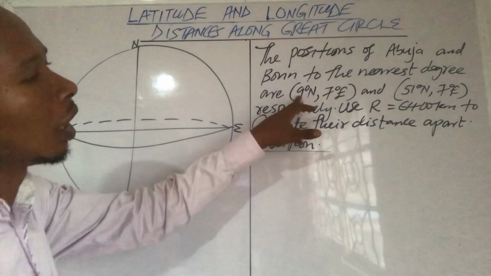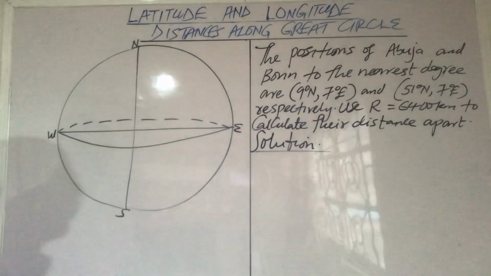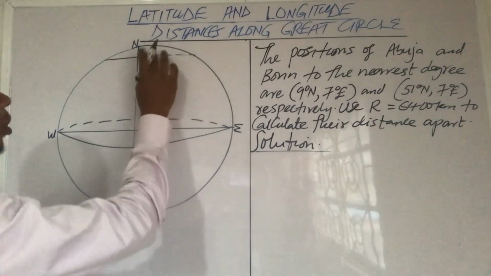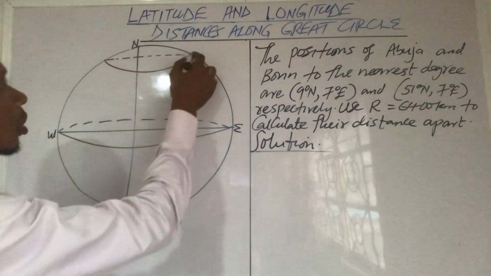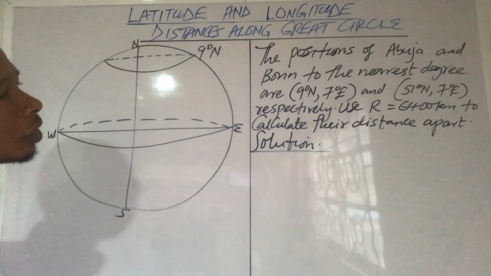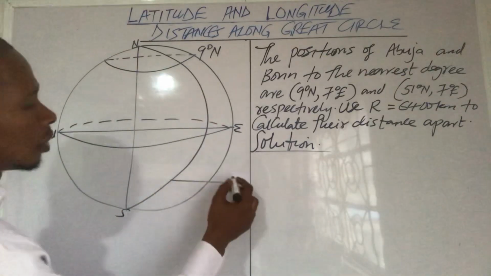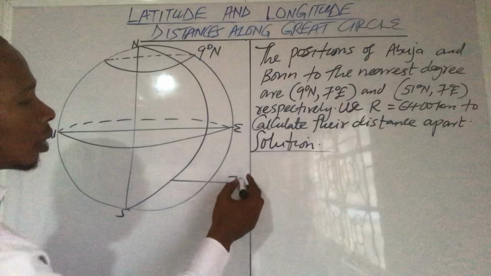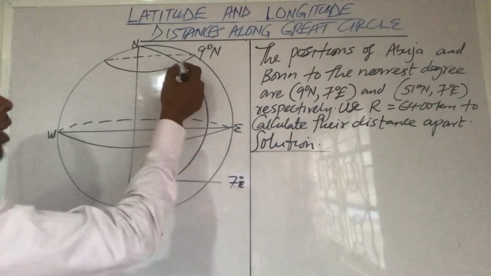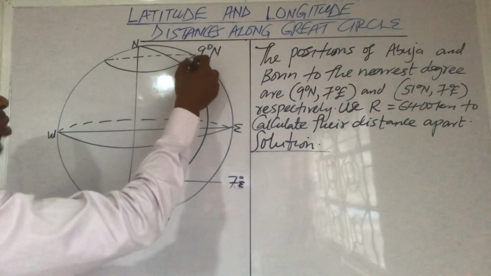Abuja is 9 degrees north, 7 degrees east. 9 degrees north. North is the upper part. So you have 9 degrees north. 7 degrees east. The eastern side is here. So this is the 7 degrees east. Where the two lines, latitude and longitude, meet here, that's Abuja. Let's use A.